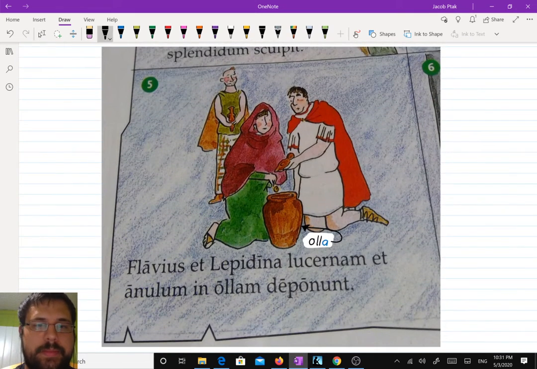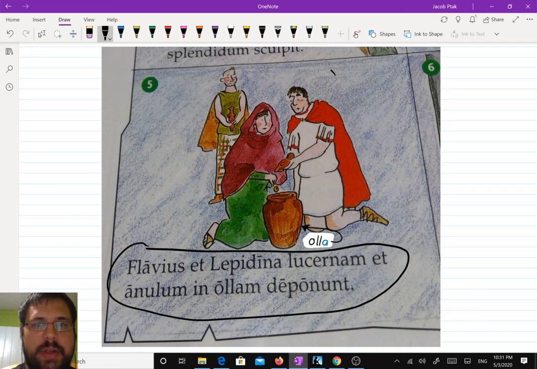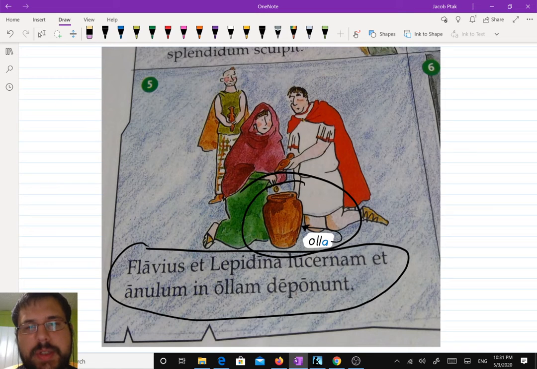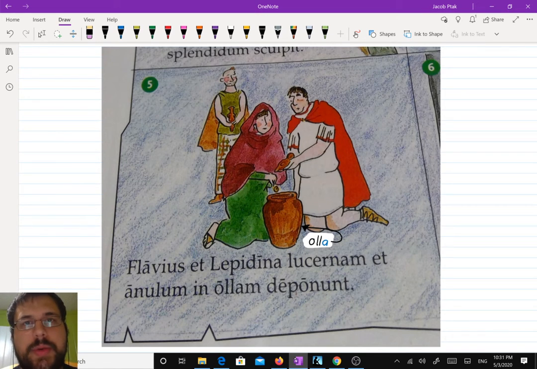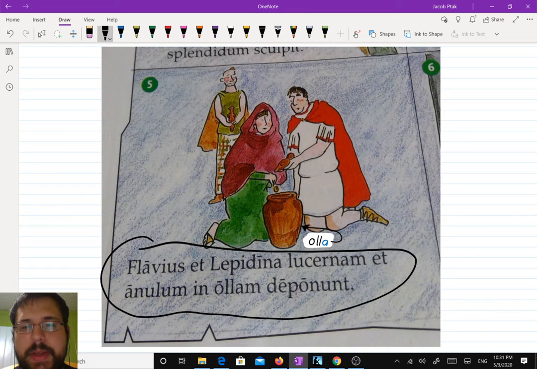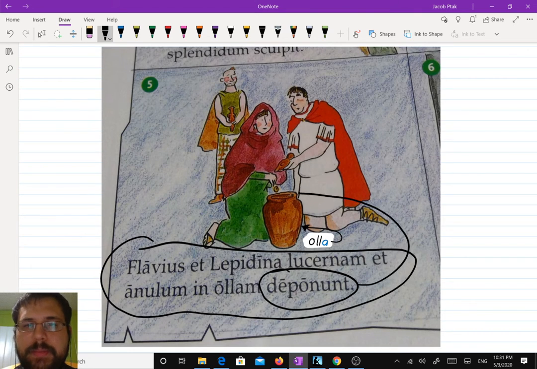Number 5. Flavius et Lepidina lucernam et annulum in olam deponunt. So remember, what they're doing here is putting items into a jar. Here's our jar, ola. And so remember, the lucerna and the annulus are the lamp and the ring. So hopefully you can kind of tell what's going on here. Deponent, what are they doing? They're depositing or putting or placing.